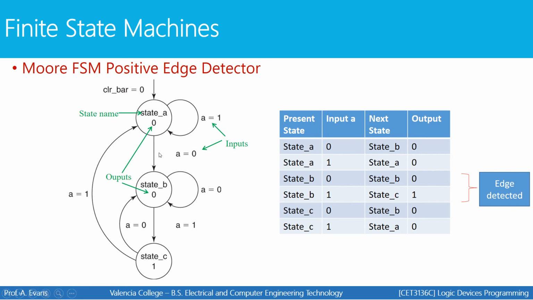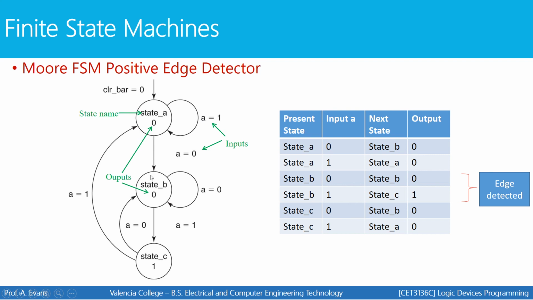Now, you also have to have a contingency for if that doesn't happen. That's why you have all these other arcs on your diagram. If you take a look at state A, let's say that I'm in state A, the output is currently a 0, and I detect a 1. Well, I have to detect a 0 first, and then a 1 in order to detect a positive edge, so I'm going to stay right here in state A.